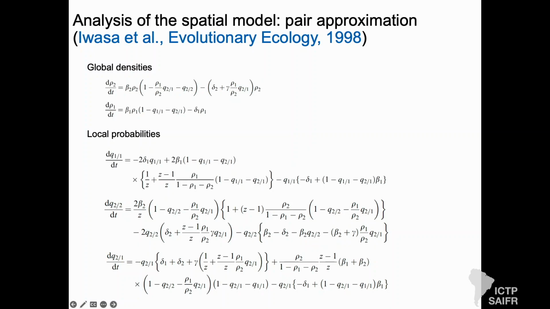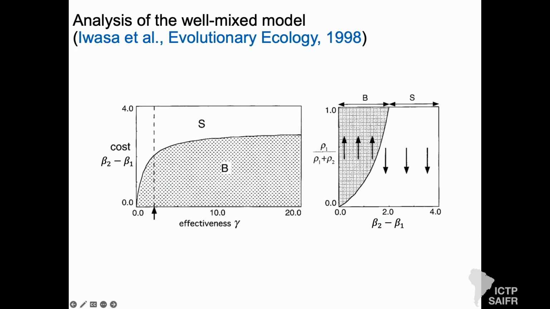Remember that we had, for the mean field case, this kind of picture, right? For high production cost, remember that the cost was the difference in the reproduction rate of the producers and non-producers. If this cost is very high, the system is monostable and the non-producers always win. That makes sense. I'm investing a lot of energy.